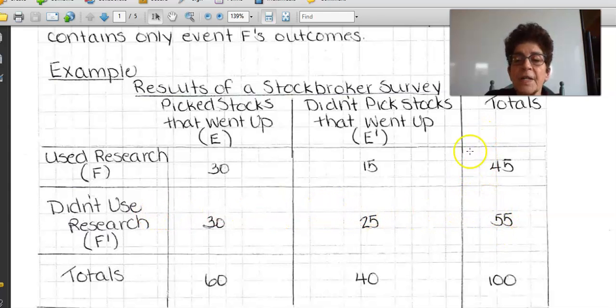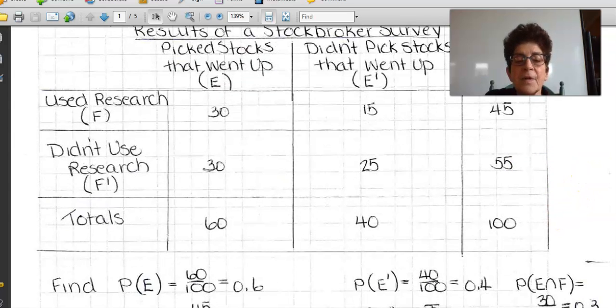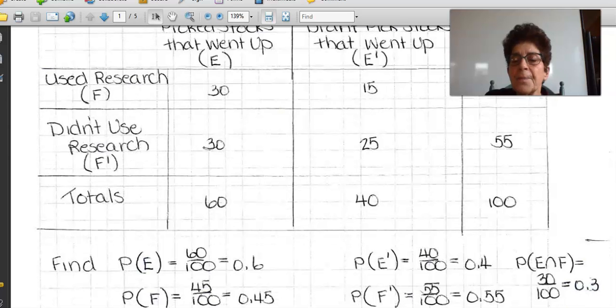Notice we've also put in some total columns. So you can see the total of the rows here and the total of the columns down here. And what's important is the total of all the totals has to sum up to 100 brokers, because that's how many people we surveyed. Okay, let's ask some questions about the table.